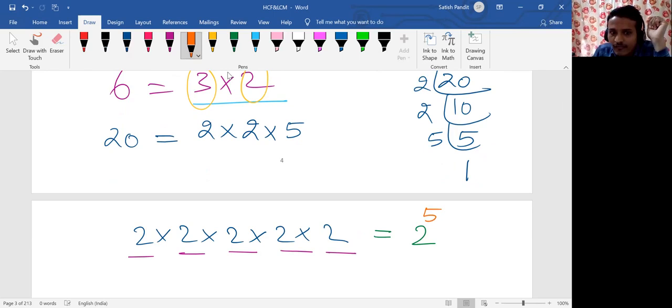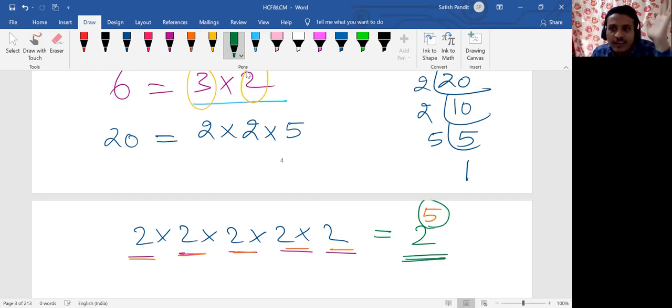So if I have 2 into 2 into 2 into 2 into 2, I can also write it as 2 to the power 5. That means 2 is getting repeated 5 times, or getting multiplied 5 times. You understand? I hope that is clear.